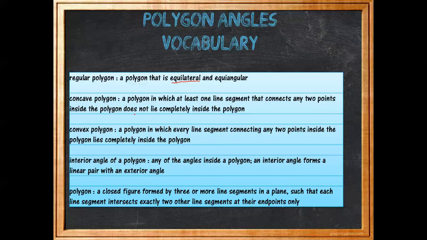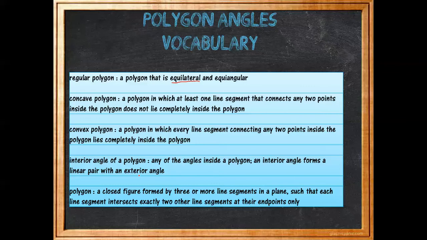A concave polygon is a polygon in which at least one line segment that connects any 2 points inside the polygon does not lie completely inside the polygon. A convex polygon is a polygon in which every line segment connecting any 2 points inside the polygon lies completely inside the polygon. And those are very wordy definitions that I will give you examples for here in a second.